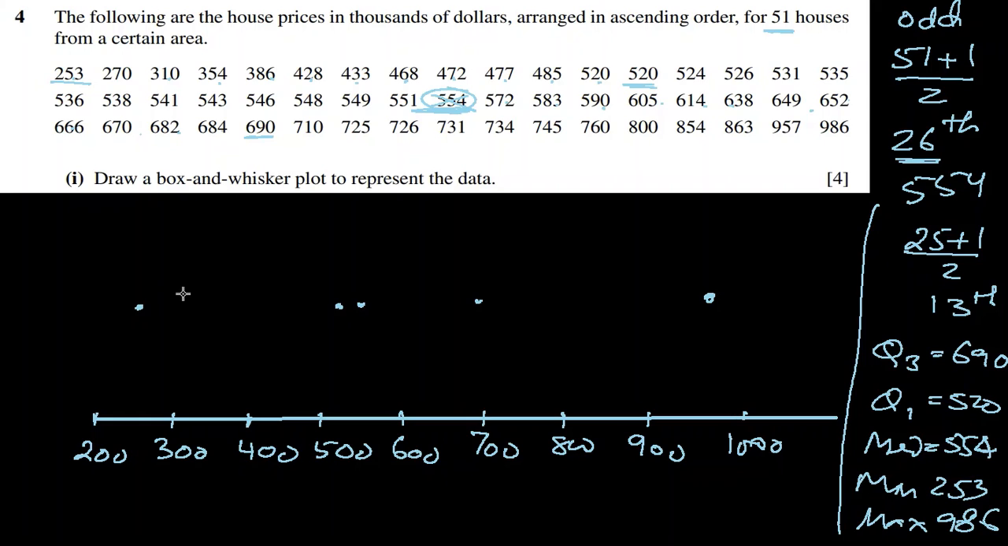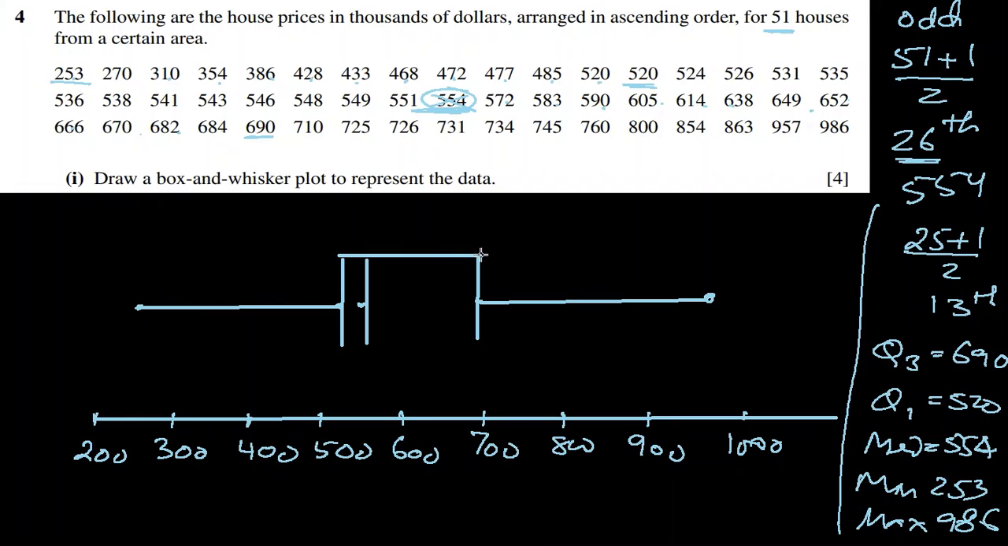Now we will do what? First we join the minimum to the lower quartile with a horizontal line. Similarly, maximum with upper quartile with a line. And then we will draw vertical lines at 3 places where we have dots. They will show us the box. This is the lower quartile. This is the median, almost the same height. And this is the upper quartile. Join them with horizontal lines to make a box. This is the box and whisker plot.